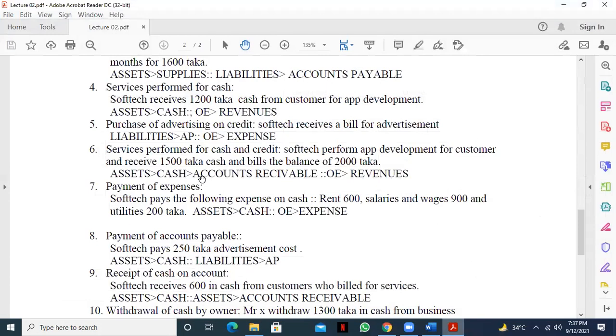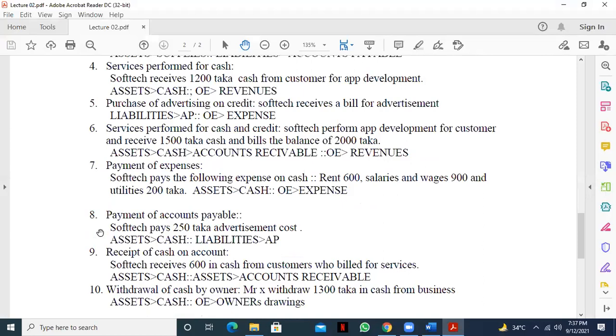Okay, so then number 9, receipt of cash on account. You will receive the cash from the person who has a due with you. Earlier you provided a service and billed for it, so that customer has paid now. Earlier, in question number 6, on September 6, you billed the balance of 2000 taka. So from the 2000 taka, right now you'll receive 600 taka.